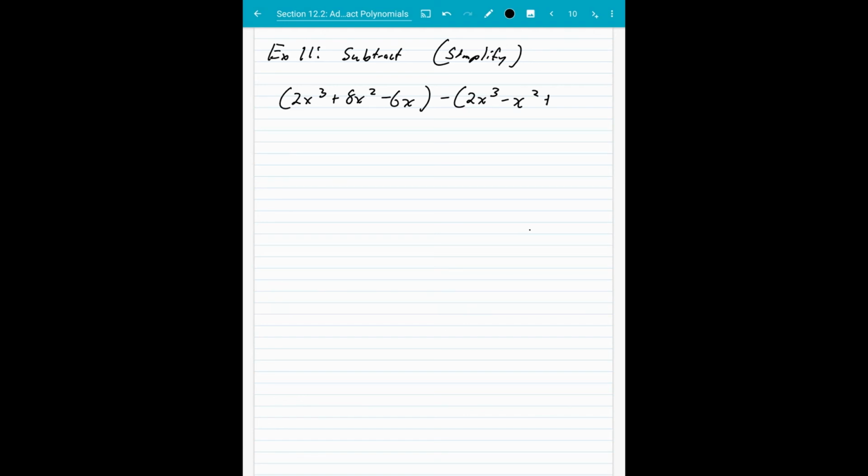Now, let's try example 11. It's just subtraction. It says to subtract, but I'm just going to put simplify in parentheses because they mean the same thing. It's telling you to subtract, but later on, the instructions aren't going to tell you to subtract. You just have to know that you have to simplify it. This one says 2x to the third plus 8x squared minus 6x, minus 2x to the third minus x squared plus 1.